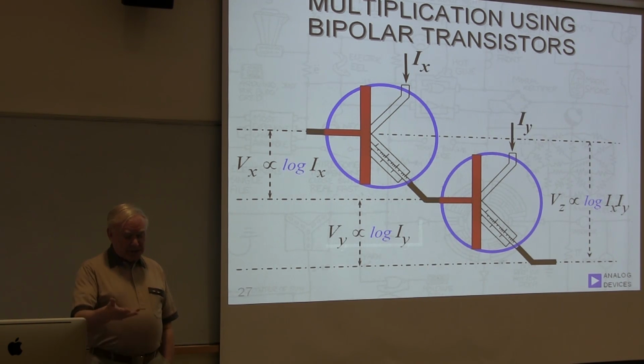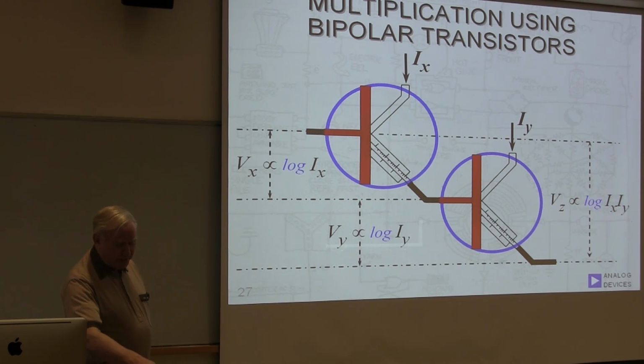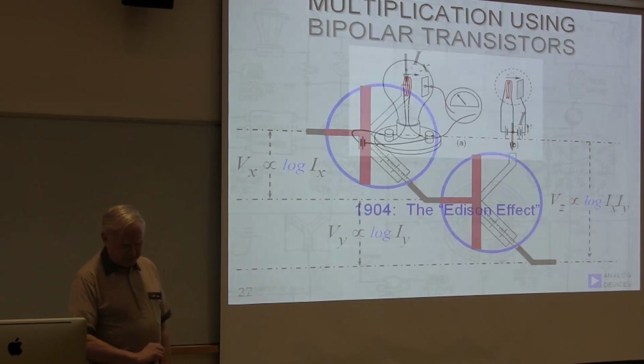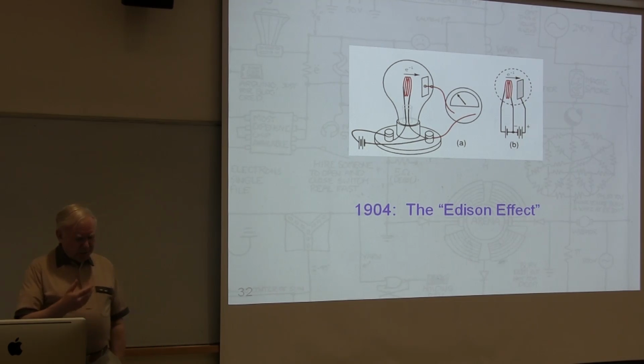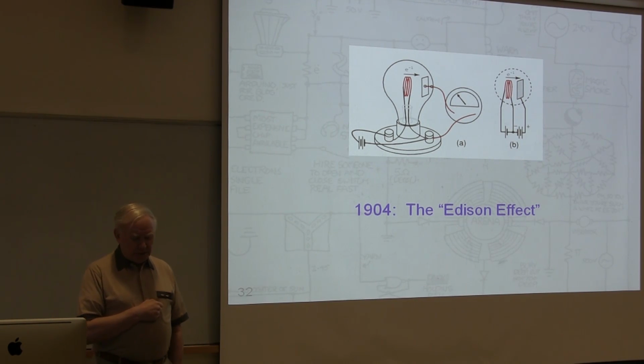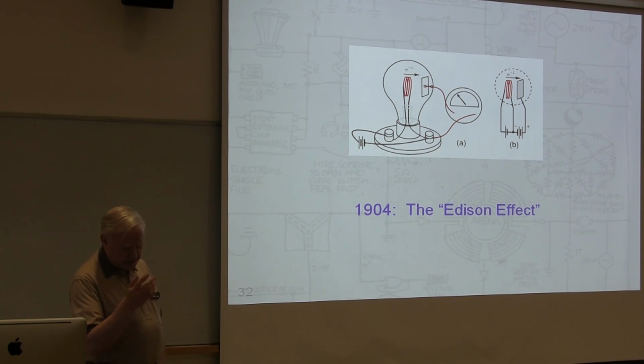Now, if we take another of these devices and do the same kind of thing by somehow forcing its collector current, we have the sum of 2 logs, which of course is a product. So that's the basis of multiplication, but we're jumping ahead a bit because we've got to do the history bit first. In 1904, Edison discovered an effect which he didn't make any use of, and he kind of discarded it.